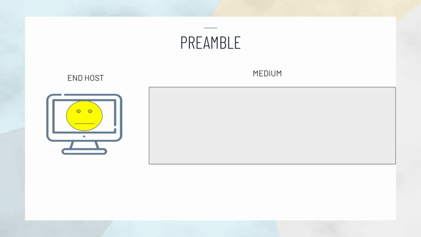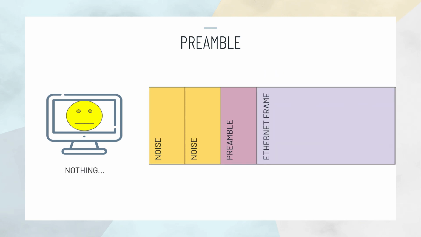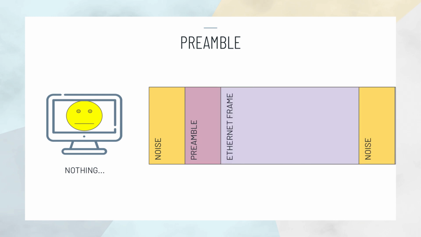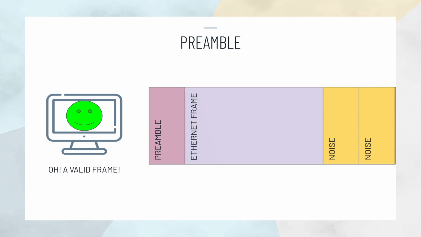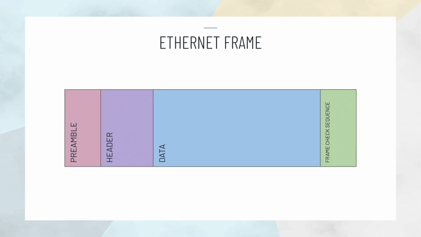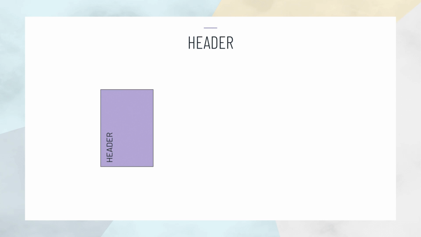The preamble is a sequence of bits that indicates the beginning of an Ethernet frame. It essentially enables hosts to differentiate between random noise on the network and meaningful data. Immediately after the preamble comes the header. Three important fields are specified here.